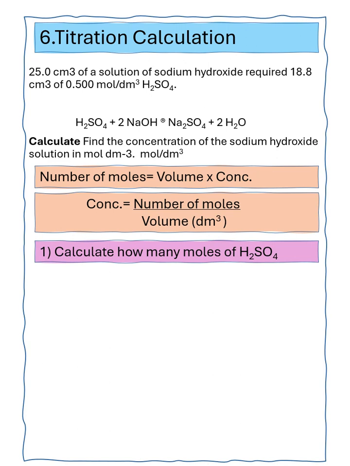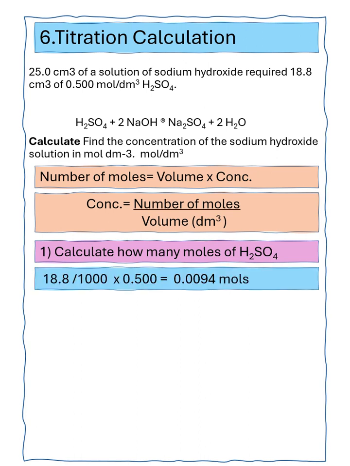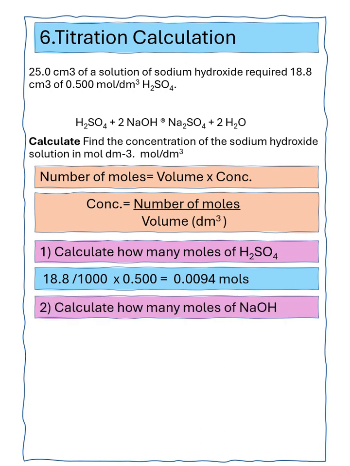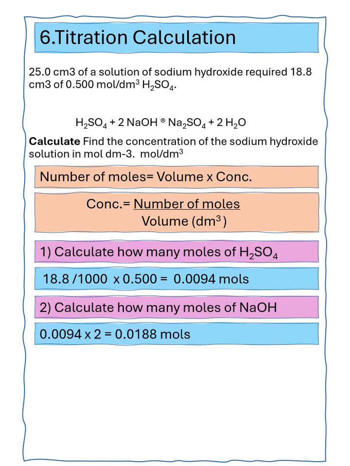So from the information, we're told we've got 18.8 centimeters cubed of 0.5 moles per decimeter cubed sulfuric acid. So first of all, we need it in decimeters cubed, so we need to divide 18.8 by 1,000 and then multiply it by 0.5 to work out our moles. Once we've got our moles of sulfuric acid, we can use that to calculate the moles of sodium hydroxide. We can see from the equation, for every 1 mole of sulfuric acid, we've got 2 moles of sodium hydroxide. So we simply multiply our moles by 2. So we've got 0.0188 moles of sodium hydroxide.